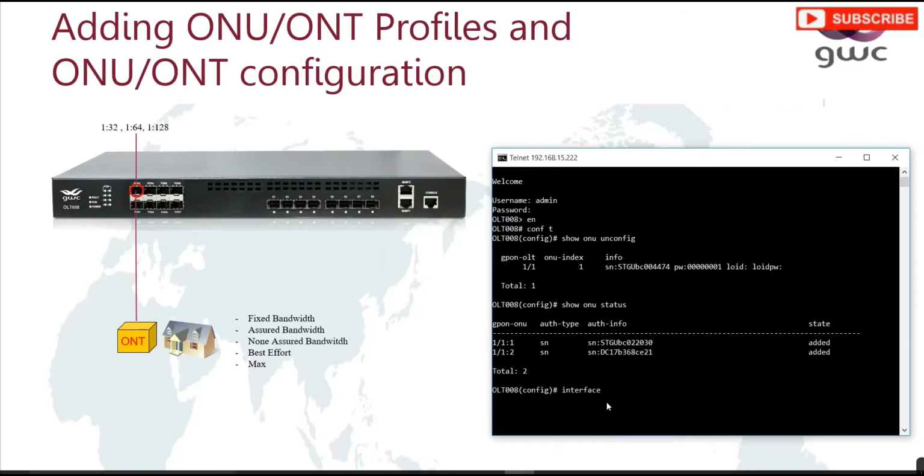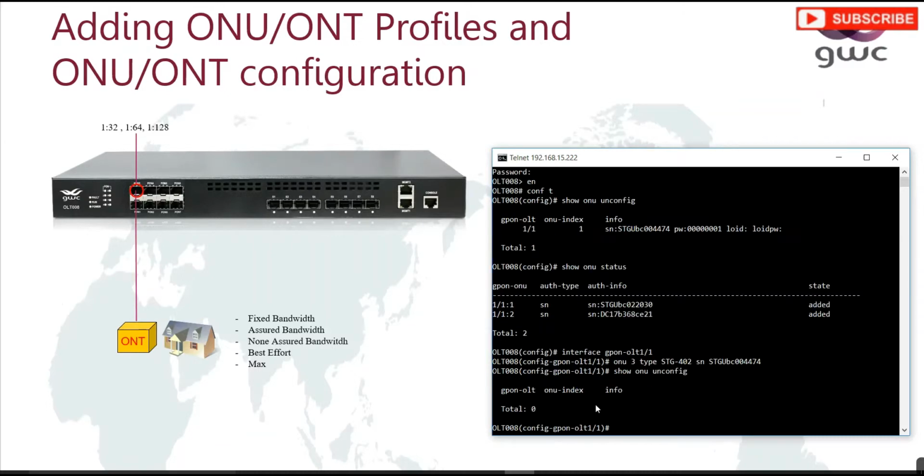In global configuration mode, enter GPON OLT 1/1 and register the unconfigured device. To register the device, use this command under the GPON OLT 1/1 interface. ONU 3 means index, and add type STG402 as profile and enter the serial number of the ONU device. Once you enter the serial number, double check the status by entering show ONU unconfig and show ONU status commands. This will provide insight if the ONU has been successfully added and is operational.